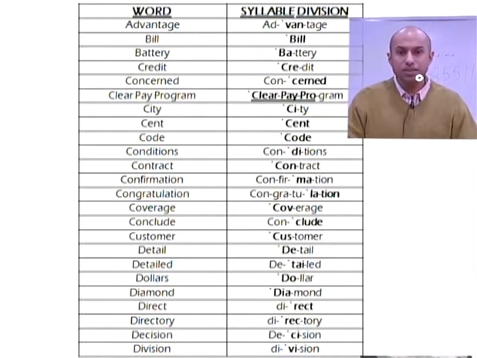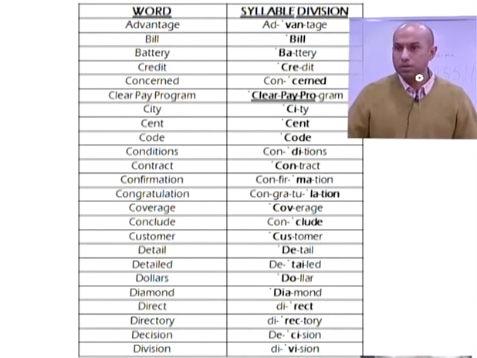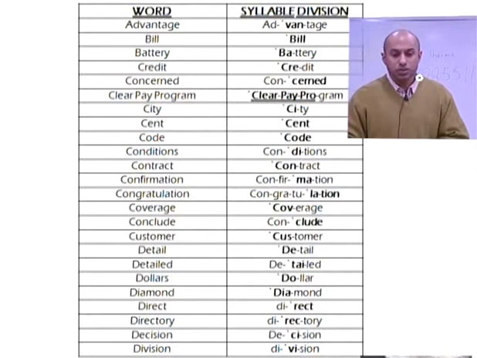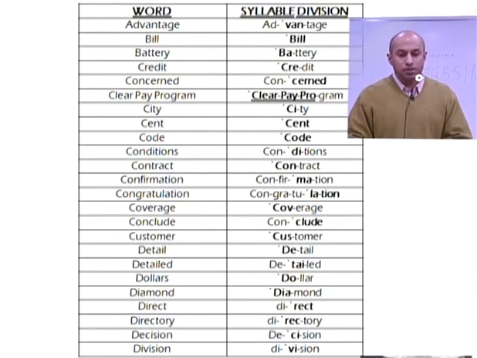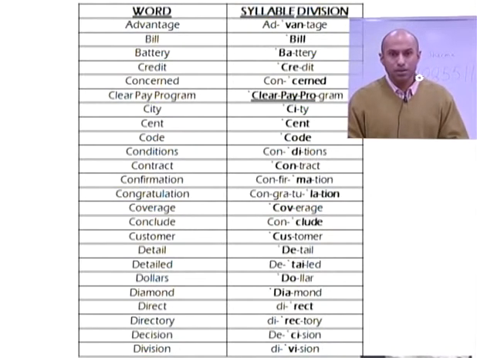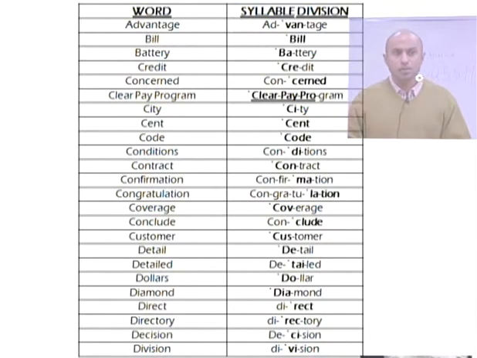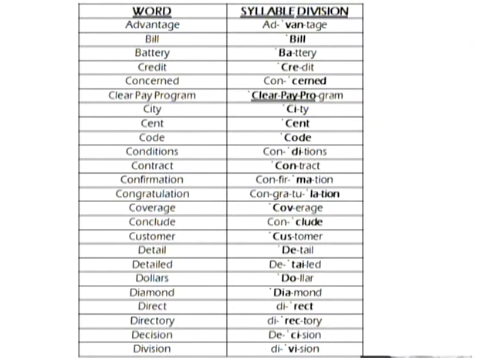Coverage. Cov gets the stress. Coverage. Yes? Conclude. Okay? Conclude. We have the next word, customer. Cus gets the stress. Customer. Okay? Customer. Yes?